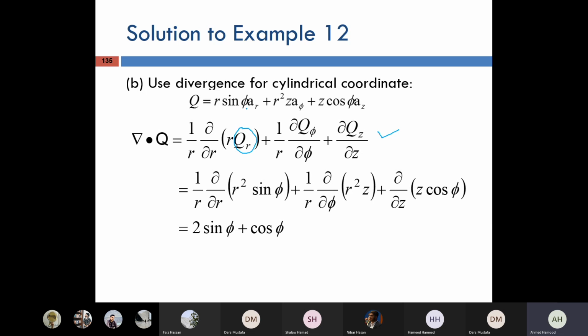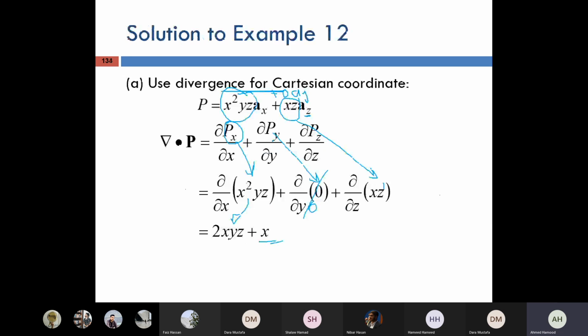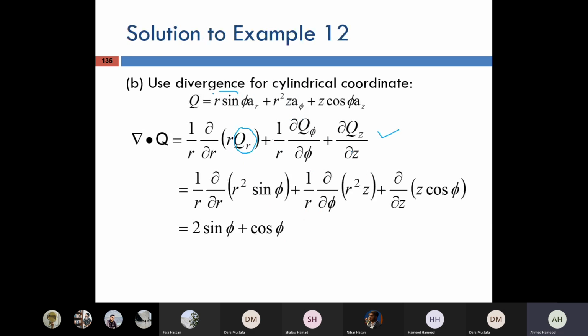What we have here, so we have r sine phi. Okay, so they have r sine phi.